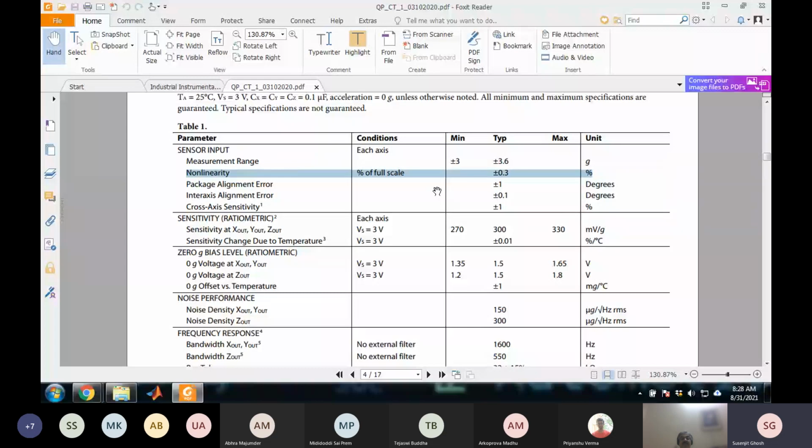So the next error is the inter-axis alignment error and the cross-axis sensitivity. Now, as we have seen in the problem description, we are only dealing with single axis motion. That's why this inter-axis and cross-axis sensitivity are not needed.